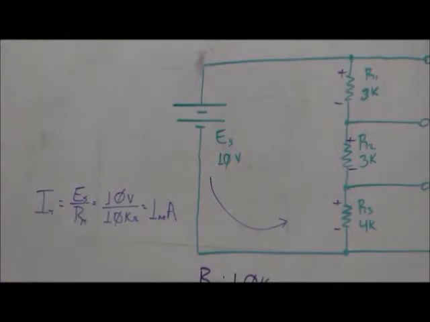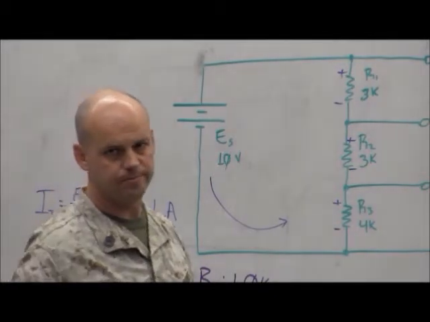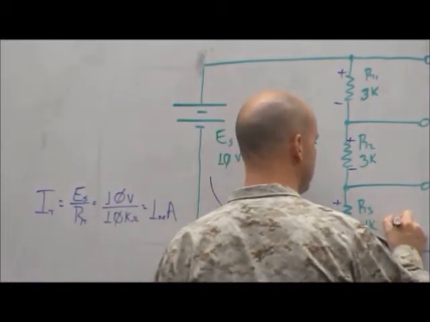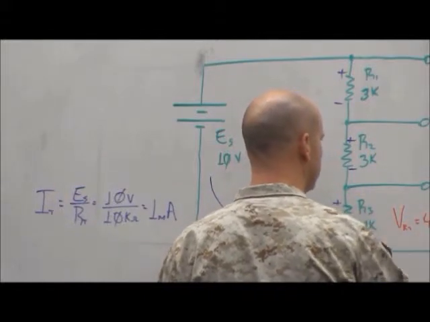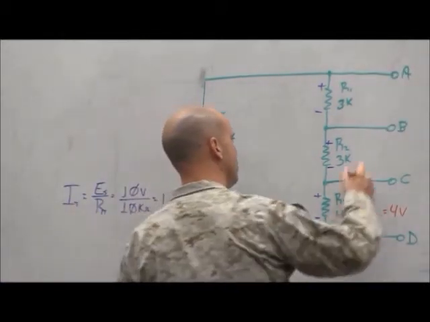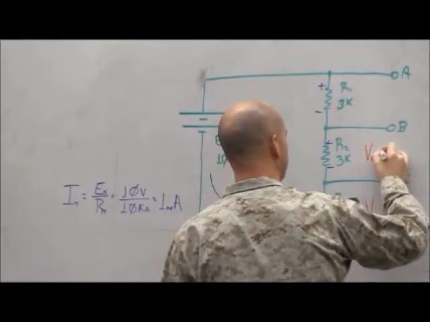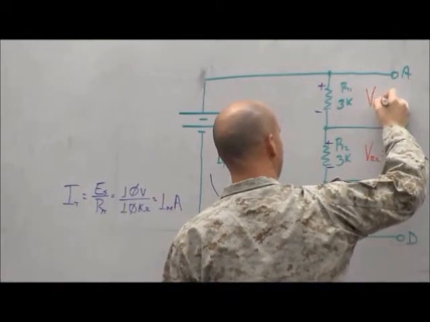All right. What do we know about current in series? It's common. So that 1 milliamp is going to hit every resistor there, yes? Well, 1 milliamp across a 4 k ohm resistor would give us what kind of voltage drop? 4 volts. So VR3 equals 4 volts. What about across a 3 k ohm resistor? 3 volts. Okay. VR2, 3 volts. And then the same for VR1.